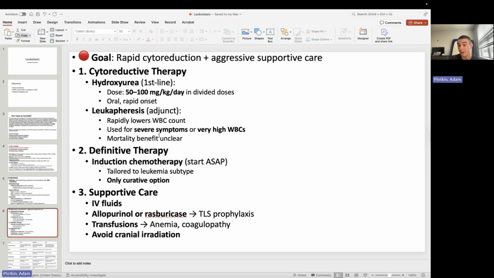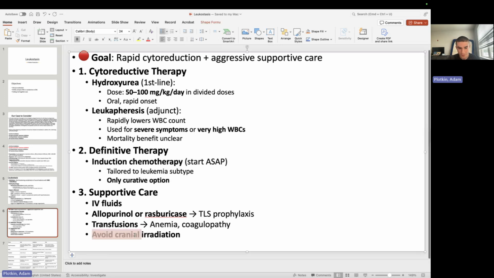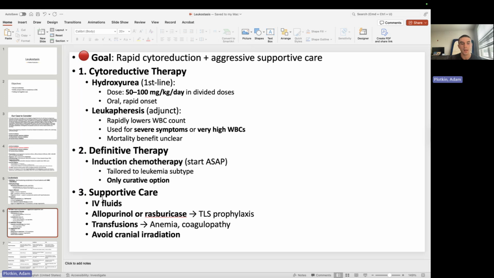Definitive therapy would then be, once the patient is stabilized, let's do the induction therapy, okay? We tailor it to the leukemia subtype. It's the only curative option. And in supportive care, we can do IV fluids. We can give allopurinol or rasburicase for tumor lysis syndrome prophylaxis. We can do transfusions, and we're going to try to avoid cranial irradiation, okay? The guidelines are really specific about avoiding cranial irradiation in patients with leukostasis. I will do a whole lecture on tumor lysis syndrome, so we're not going to talk about it here. But again, leukostasis, I think about a patient who's got over 20% blasts. Their white blood cell count is over 100,000.